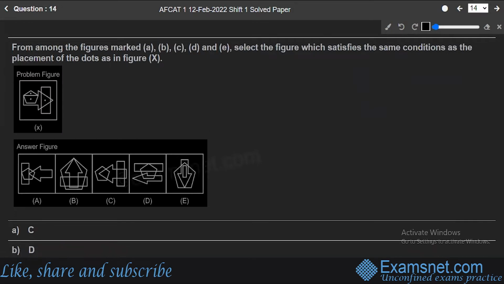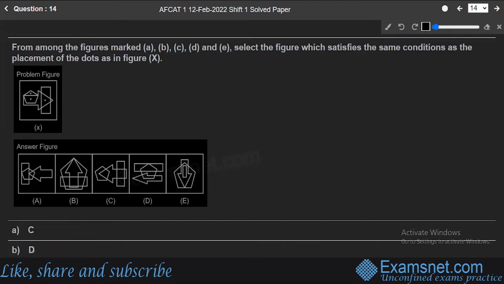Among the following marked as A, B, C, D, E, you have to select the figure which satisfies the same conditions as the placement of dots as the figure X. If I'm looking at this one over here, you can see you're having some dots, and you have to choose from these figures which goes somewhat with this figure. So in the question figure, one of the dots lies in the region which is common to the pentagon and the arrow. See this one? This one is a dot which is common to the pentagon and the arrow.